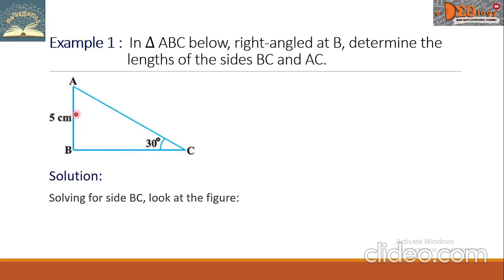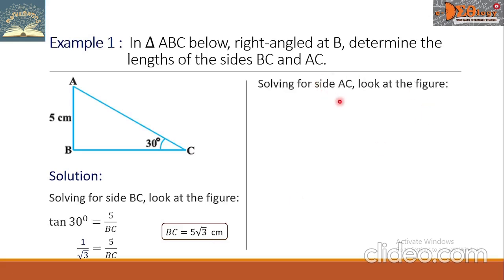Let us relate the opposite and the adjacent sides with respect to the given angle 30 degrees. So we write tangent 30 degrees equals 5 over the side BC. The tangent 30 degrees is equal to 1 over square root of 3. Then we cross multiply to get the value of BC. So that will be BC equals 5 square root of 3. The unit of measurement is centimeter.